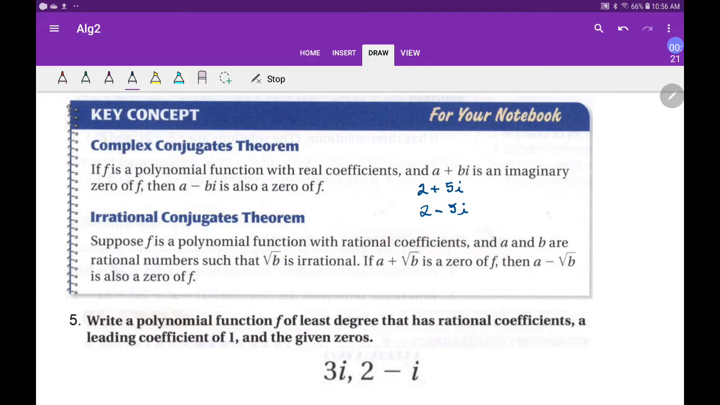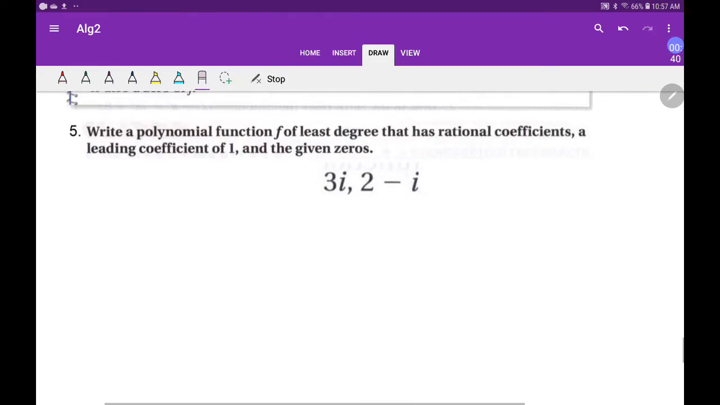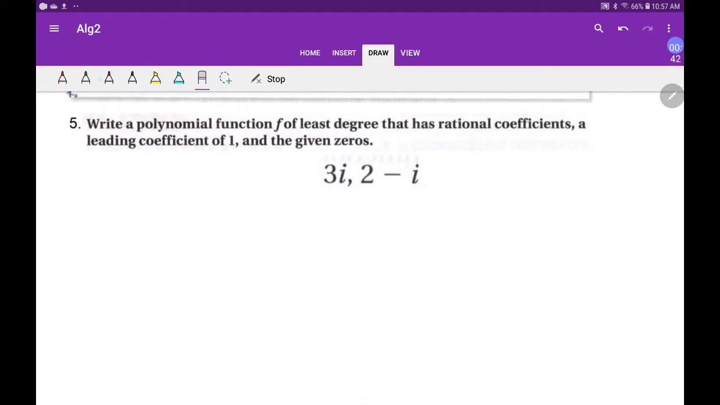And if I had a similar situation down here, if I had 2 plus the square root of 5, then I would also have 2 minus the square root of 5. All right, the conjugates come together. They come in pairs, okay? So if you have one, that means you have the other. All right, so that's appropriate for what I have down here.